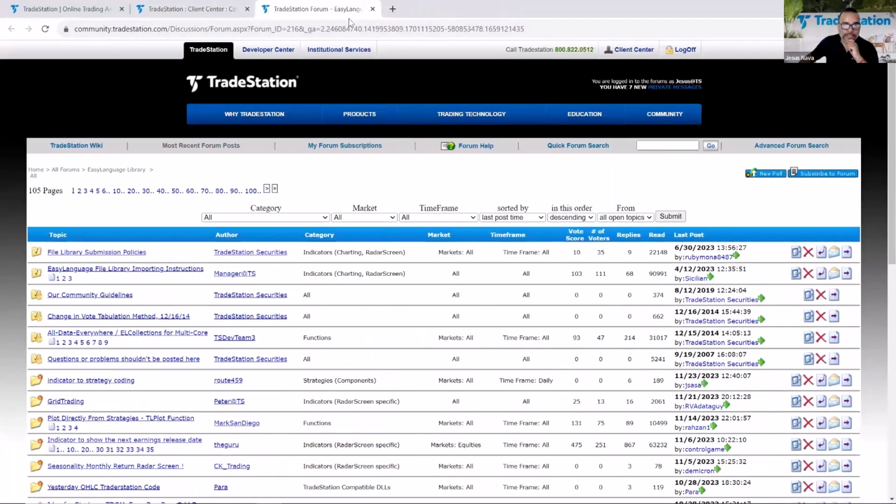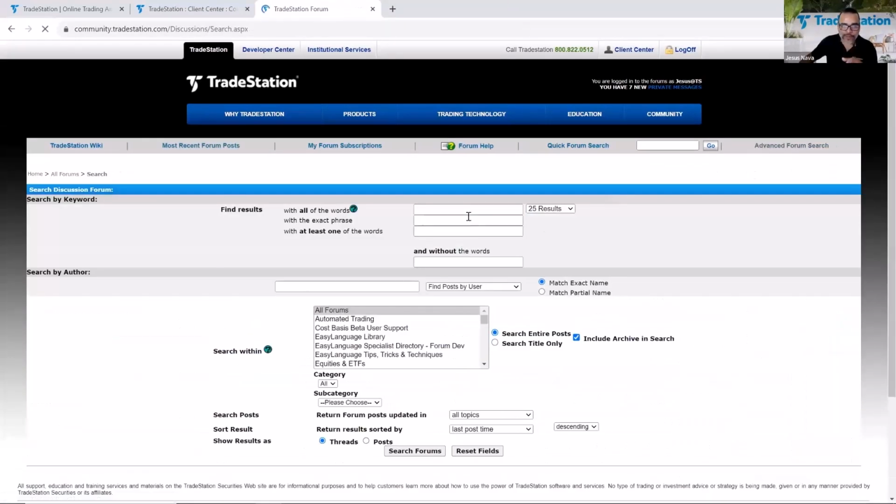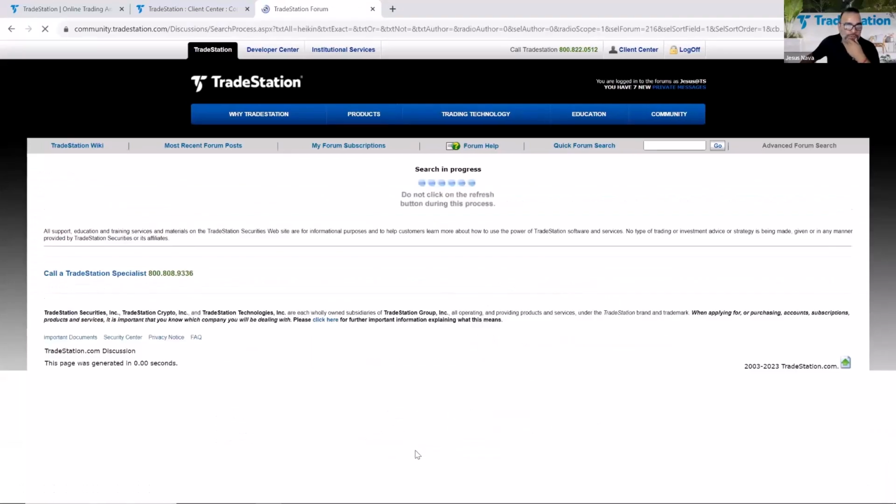There we go. Here in the Easy Language library, I have to search. So let me go ahead and do, first of all, let me go to the advanced form search, because that way I'm just going to search for the word Heikin, but I'm going to search the Easy Language library only, and I'm going to search the title only. So Heikin, Easy Language library, search the title only, search the forums.